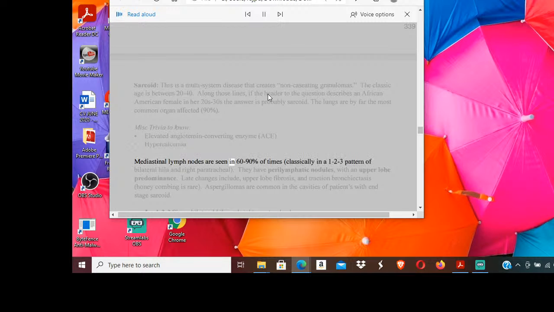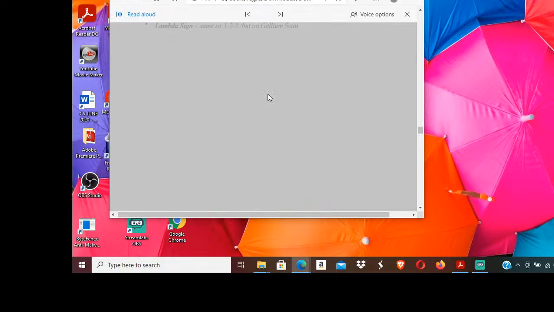Mediastinal lymph nodes are seen 60 to 90% of the time, classically in a 1-2-3 pattern of bilateral hilar and right paratracheal nodes. They have perilymphatic nodules, with an upper lobe predominance. Late changes include upper lobe fibrosis and traction bronchiectasis. Honeycombing is rare. Aspergillomas are common in the cavities of patients with end-stage sarcoid. The 1-2-3 sign, bilateral hilar and right paratracheal, is also called the lambda sign on gallium scan. CT galaxy sign: upper lobe masses, a conglomerate of nodules with satellite nodules.